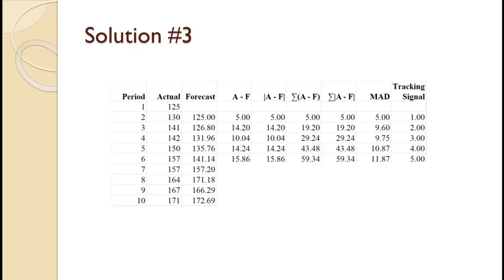The MAD is the cumulative absolute value A minus F value of 59.34 divided by 5 equals 11.87. Finally, the tracking signal is the cumulative A minus F value of 59.34 divided by the MAD of 11.87 equals 5.00. For period 7, 157 minus 157.2 equals negative 0.2. The absolute value of negative 0.2 is 0.2.